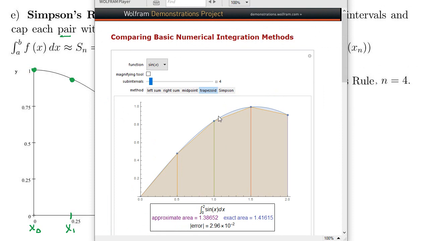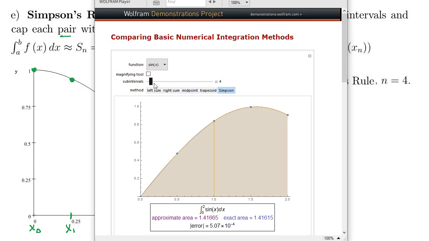Wolfram demonstrates it a little bit better. So here's our Simpson's rule with n equal 4. These two subintervals are capped off. That determines 1, 2, 3 points, and that is part of a parabola. And then these two subintervals, 1.5 to 2, determine 1, 2, 3 points, and this is part of a different parabola determined by those 3 points. And then you find the area underneath the parabolas. Now the approximate area, the shaded area here, is 1.41665. And look, the exact is 1.41615. So our error is very small, 0.0005.